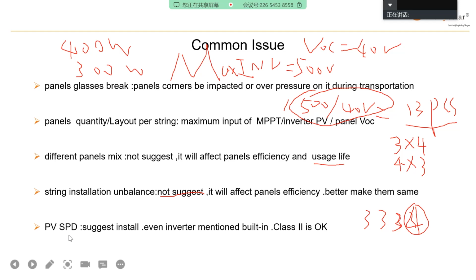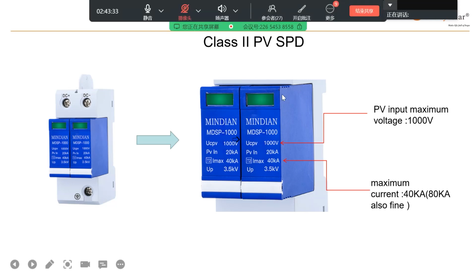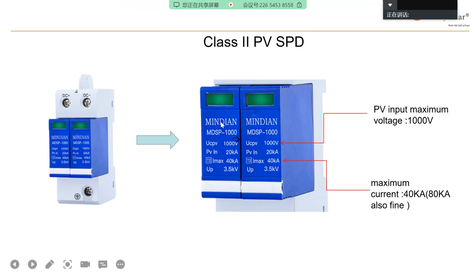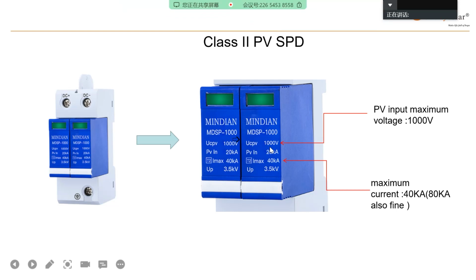Here I will show you the class 2 as PV SPD. This is a PV SPD like this. I just found this photo from the net. The brand, leave the brand. Here I mentioned the voltage. This is 1000, because different SPDs have different levels. Like some are 500 only, some are 200 only.